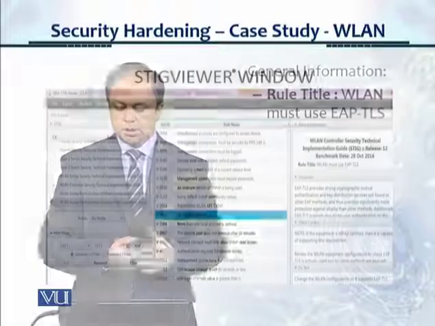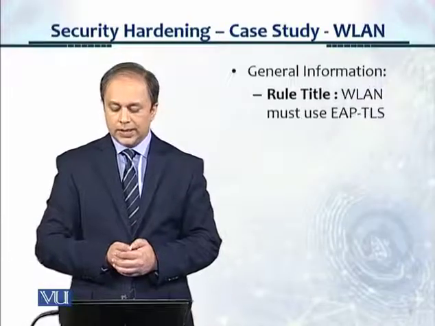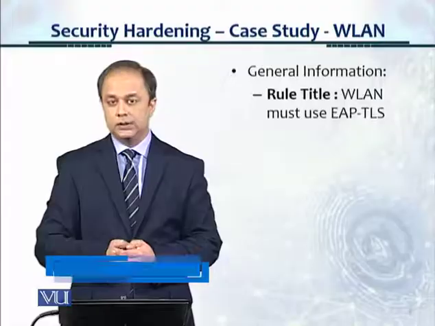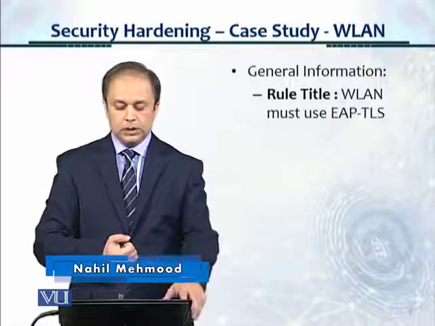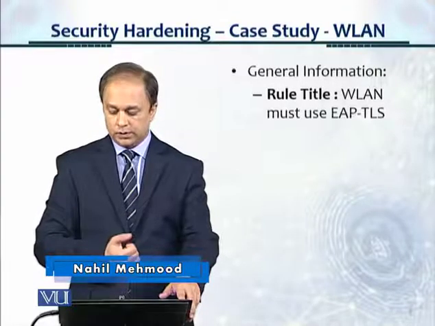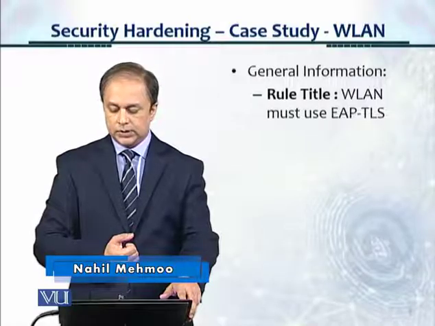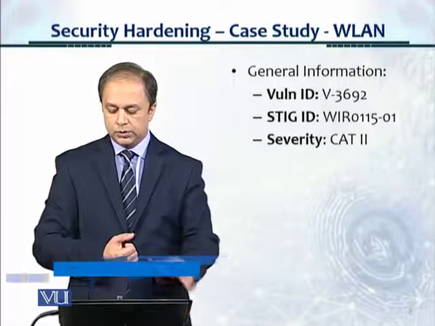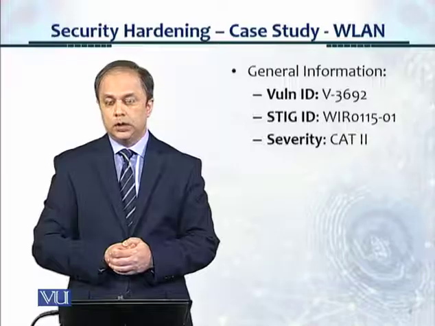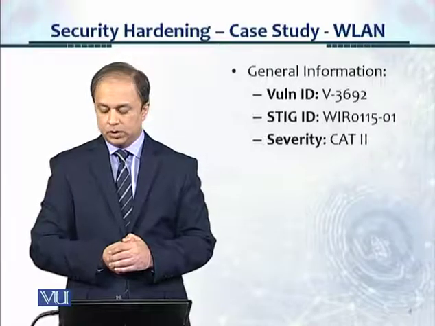But the rule title says wireless LAN must use EAP-TLS, which is the type of encryption used on the wireless LAN, on the wireless interface. So it's telling us exactly which method to use. And this is a Cat 2 moderate level control.